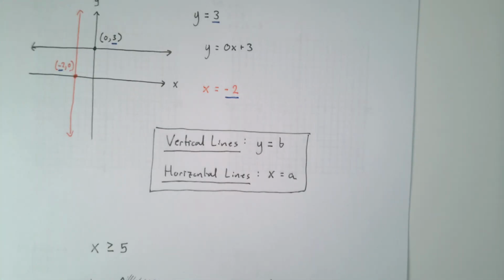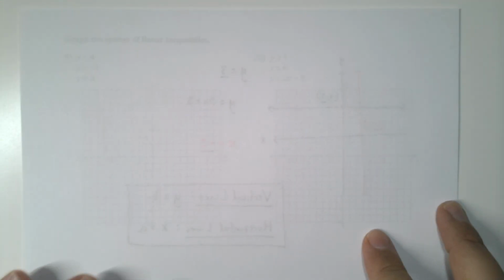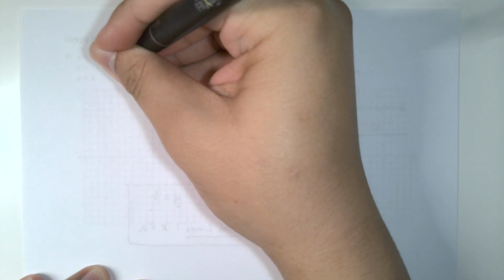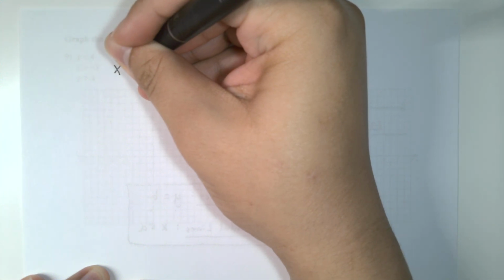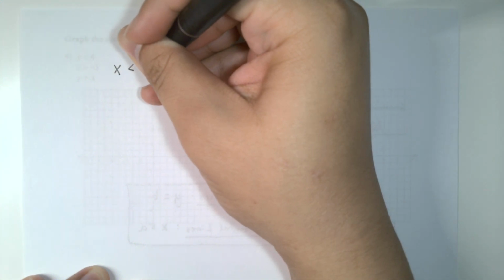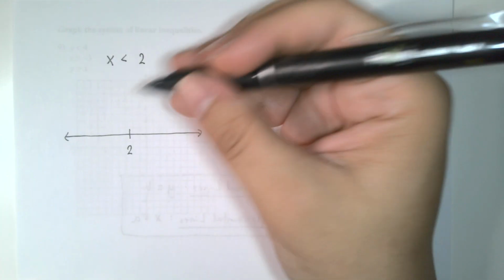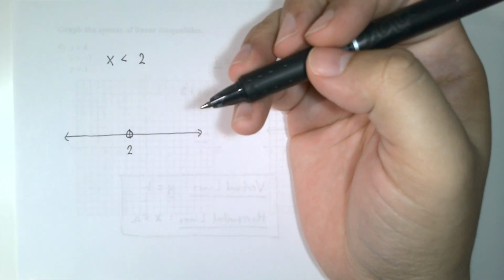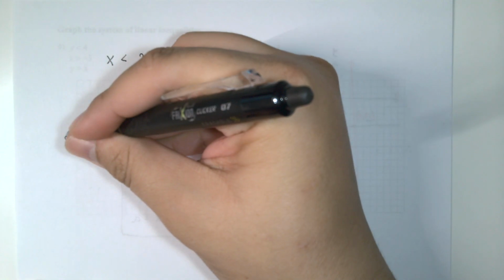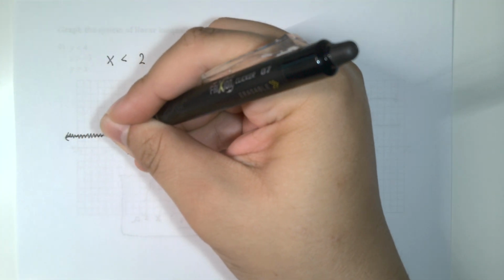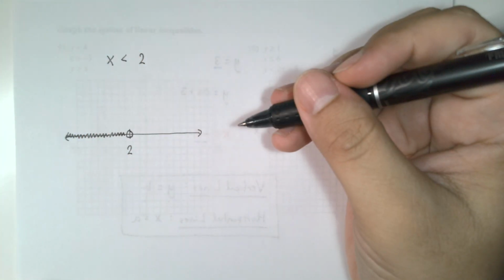So then what does it look like if we do say something like x is less than 2? Well, if we were to graph this in just 1D or on a number line, we would find wherever 2 is, we would have an open circle, and we would shade everything to the left. And so it'd shade everything over there, and that would be our solution.